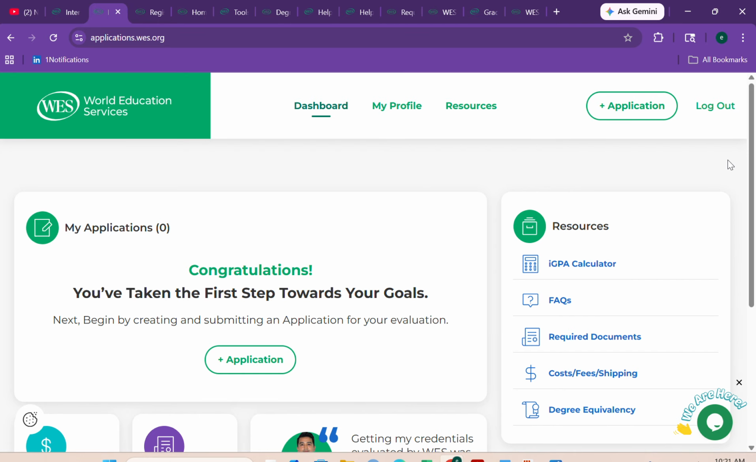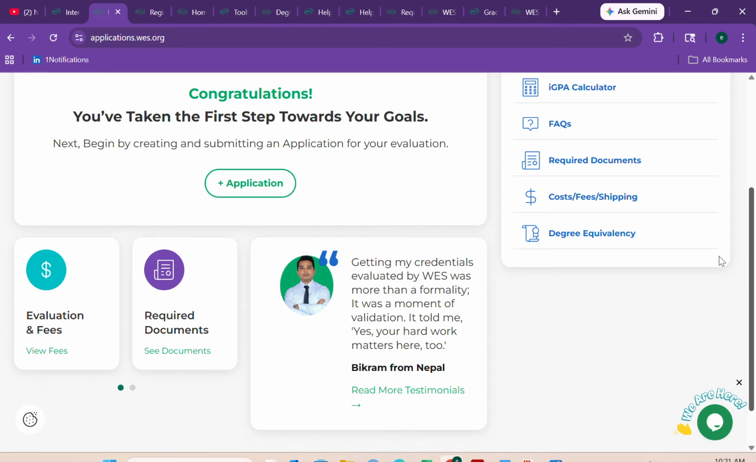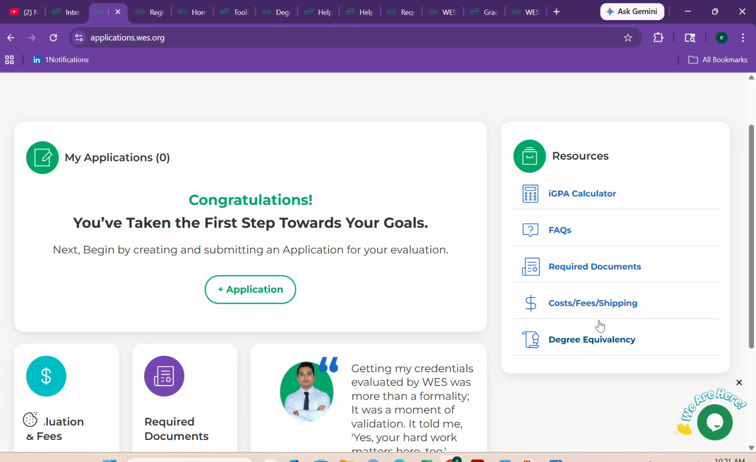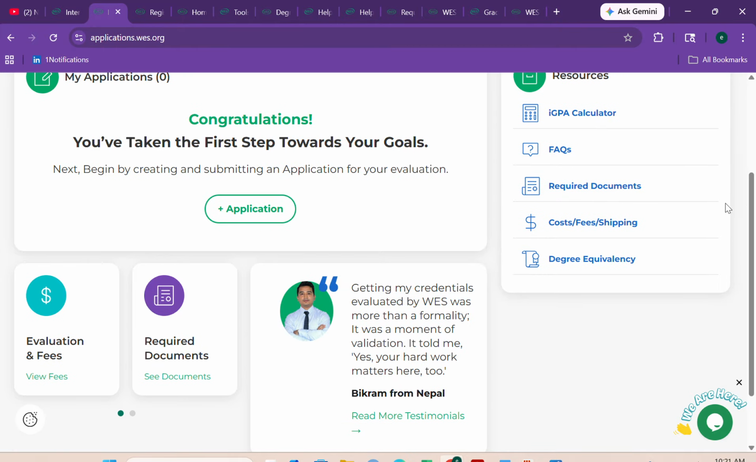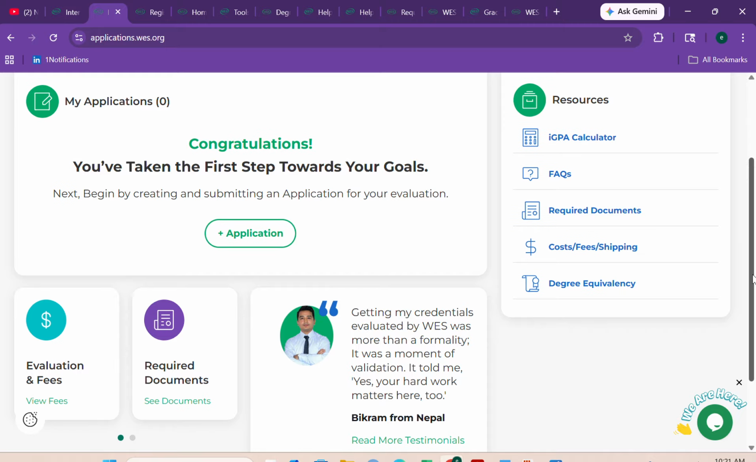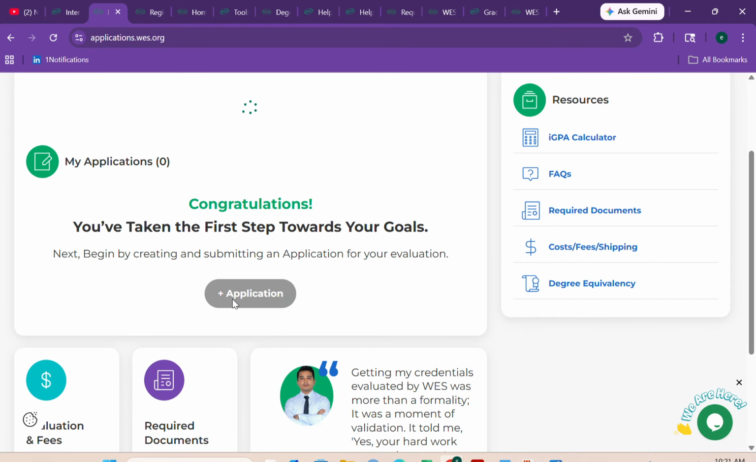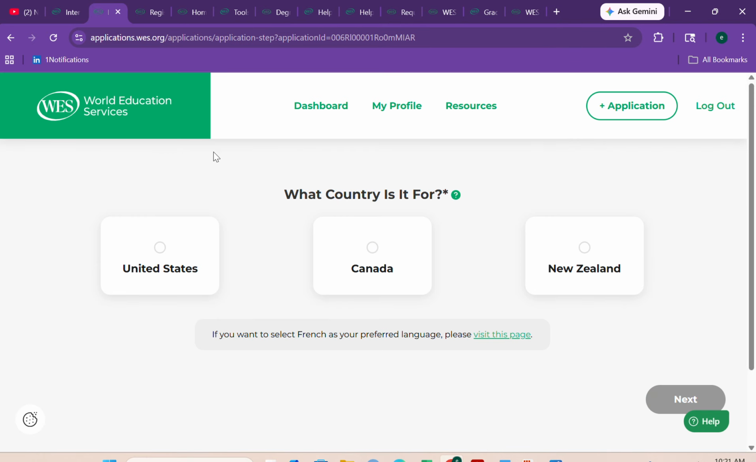So what do I do next? After I've logged in, I'm a first timer. Okay, I've already taken you through this process. At the right hand corner here, I've taken you to the GPA calculator, which is the first how to evaluate your transcript freely by entering your course, and then frequently asked questions, everything here, the cost involved. I've taken you through all that process. So if you are applying, just add application. Okay, you click on it, it shows here what country is it for.